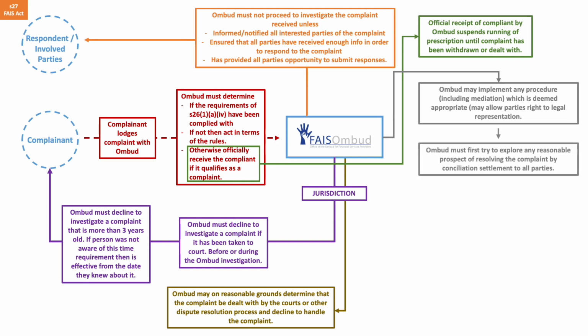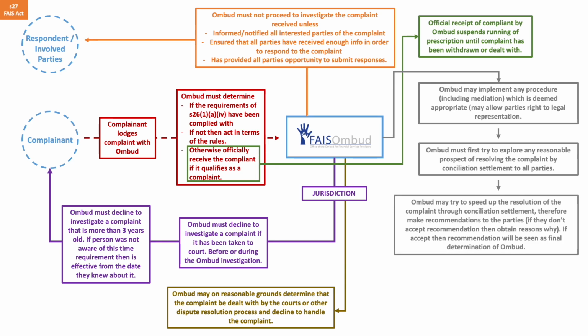The Ombud must first try to explore any reasonable prospects of resolving the complaint by means of conciliation settlement to all parties. The Ombud may try to speed up the resolution of the complaint through conciliation settlement. Therefore, make a recommendation to the parties. If they don't accept the recommendation, then obtain reasons why. If they accept the recommendation, then the recommendation will be seen as a final determination of the Ombud.